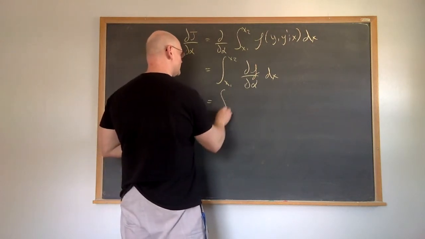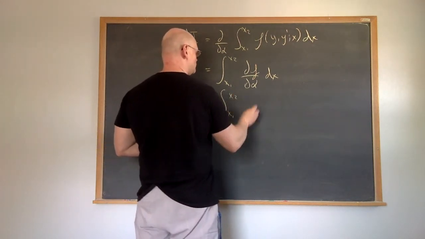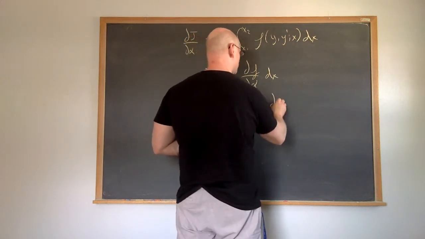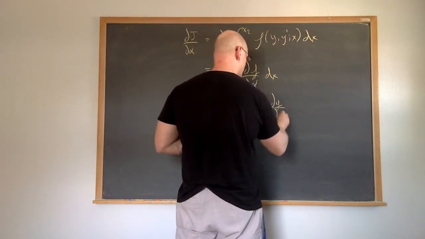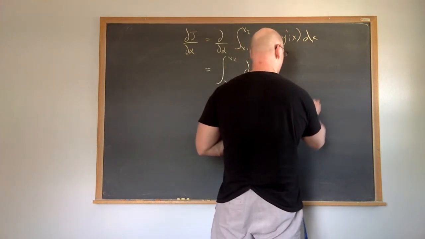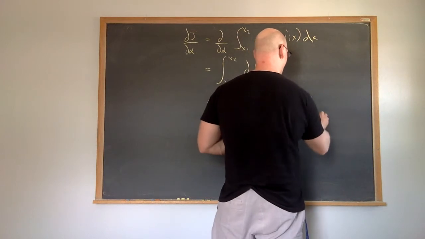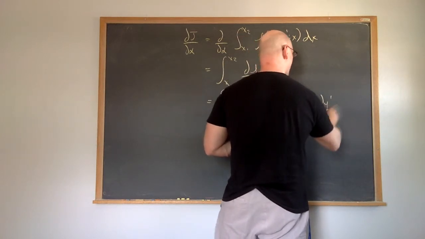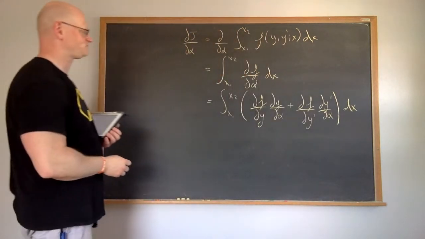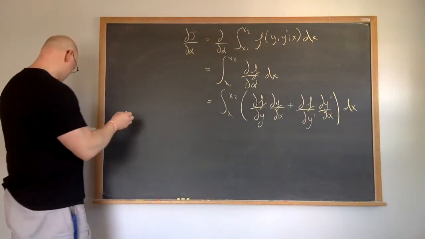So it's going to be equal to the integral from x1 to x2 of the partial of f with respect to y, times the partial of y with respect to alpha, plus the partial of f with respect to y prime times the partial of y prime with respect to alpha, all integrated over dx. Now, let's remind ourselves.